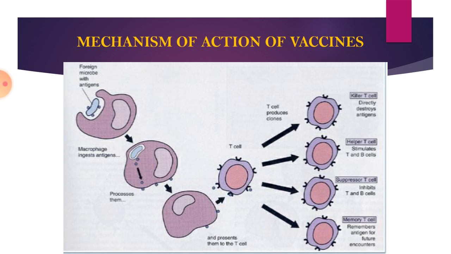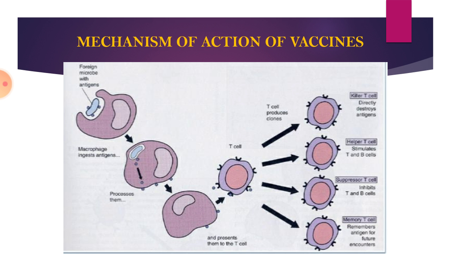After processing, T cells produce clones, which are killer T cells, helper T cells, suppressor T cells, and memory T cells. Killer T cells directly destroy antigens, helper T cells stimulate T and B cells, suppressor T cells inhibit T and B cells, and memory T cells play a major role in vaccination by remembering antigens for future defense.